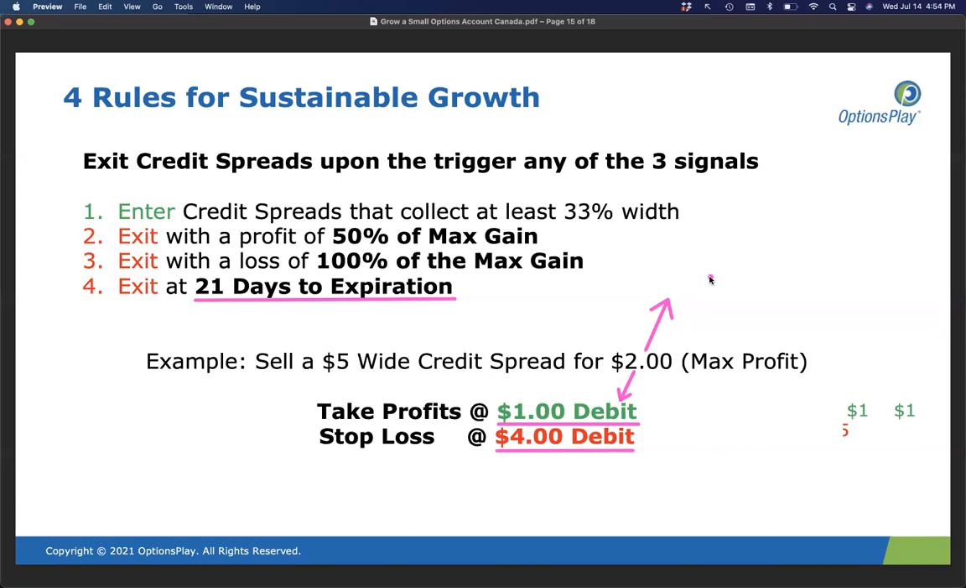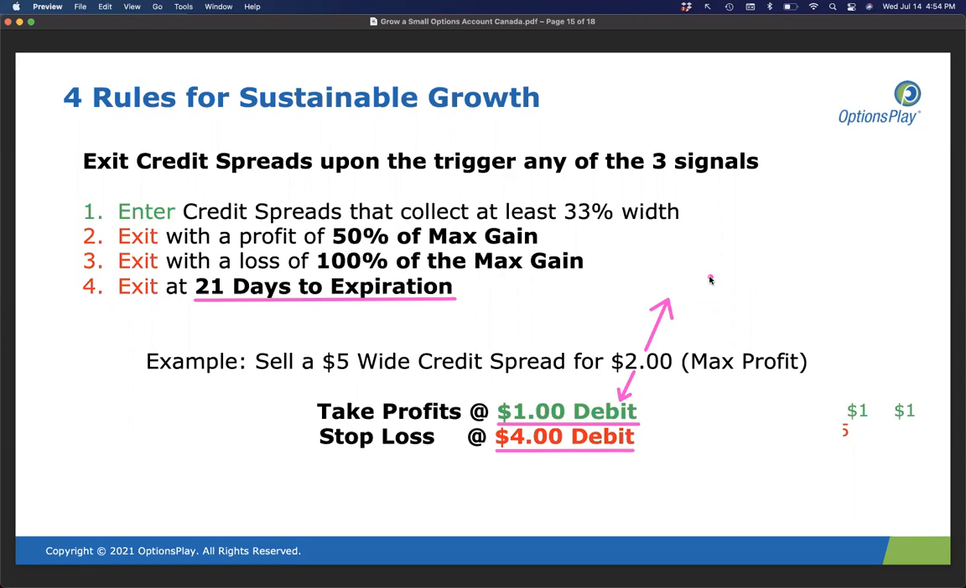I know it's very difficult to remove the emotions from being right or wrong, from losing money and winning money, but if you're able to make mechanical rules, that's when you have the best shot of potentially removing as much emotion as possible from the decision-making process of entering and exiting trades.